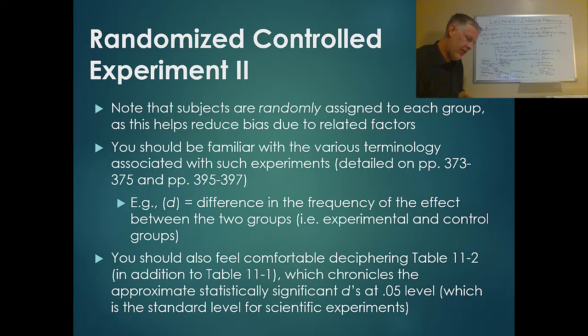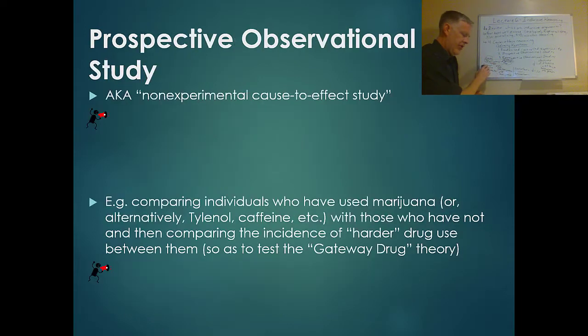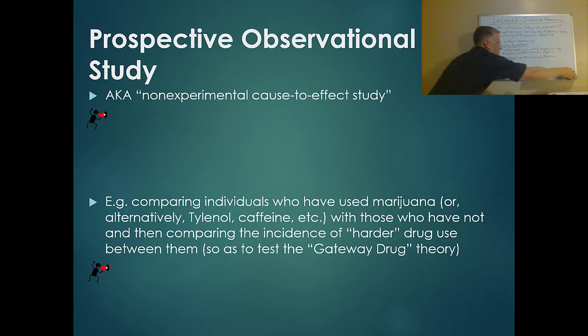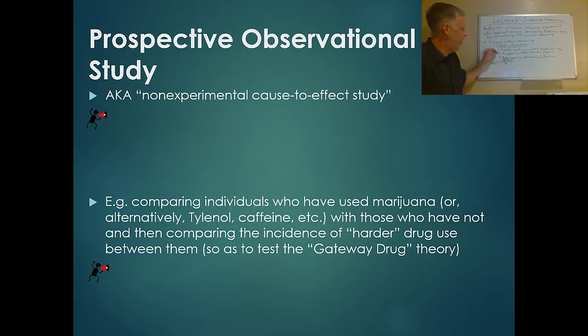I think that's everything for 26. I think that's everything I want to say about randomized controlled experiments. So we'll go ahead and move on to slide 27. And we'll keep our gateway drug theory example up here, so that'll be helpful for our discussion of the second and third as well.